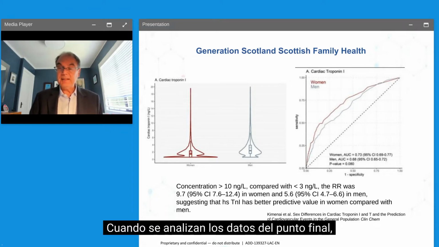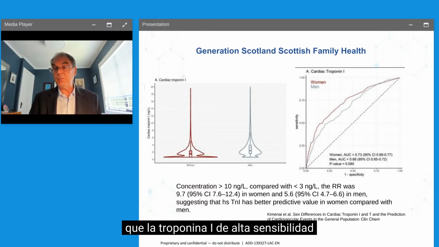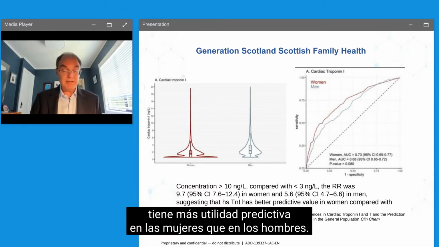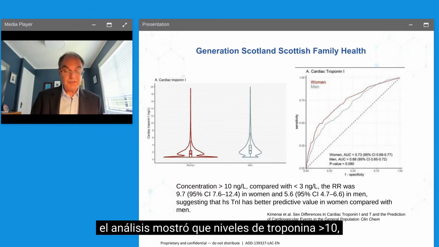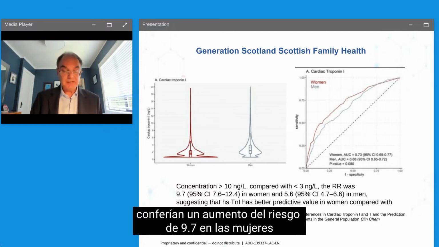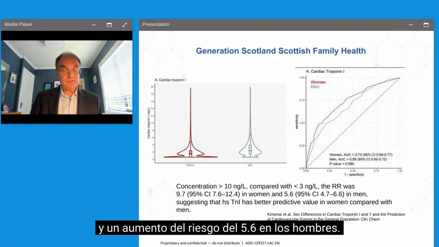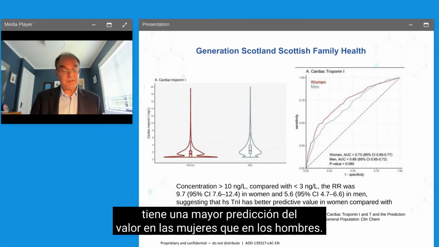When they analyzed the endpoint data, there was a greater displacement of the curve in women than in men, indicating that high-sensitivity troponin I has more predictive utility in women than in men. And in terms of association, the analysis showed that troponin levels over 10 compared to levels below 3 conferred a 9.7-fold increased risk in women and a 5.6-fold increased risk in men. Again, suggesting that high-sensitivity troponin I has a higher predictive value in women than in men.